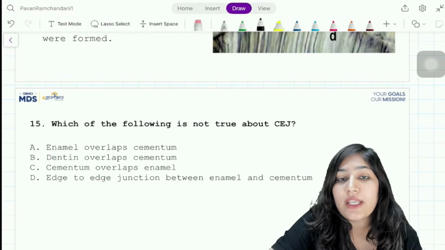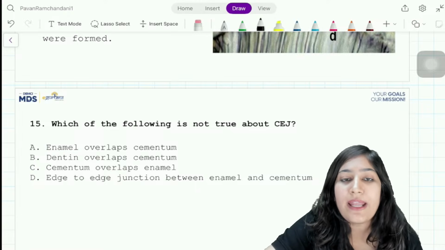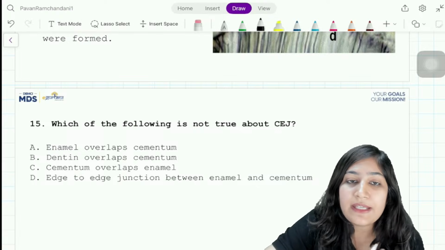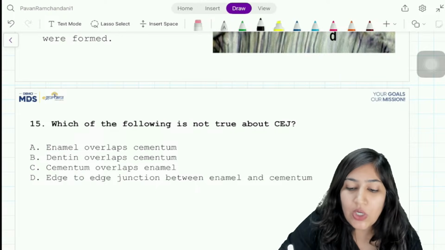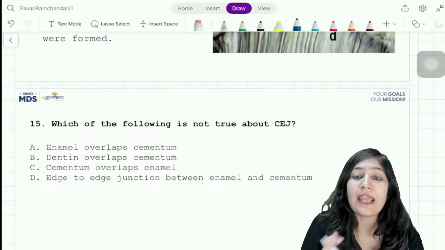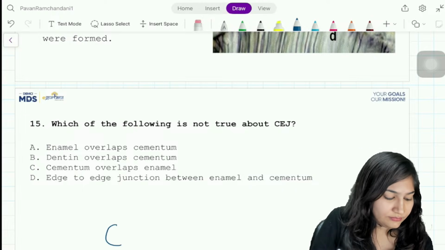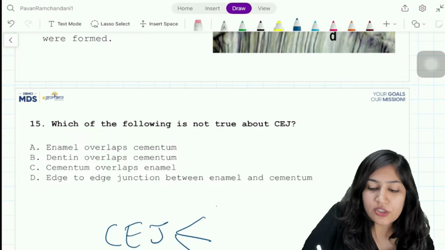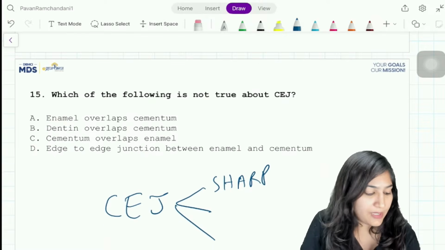Which of the following is not true about CEJ? Enamel overlaps cementum, dentin overlaps cementum, cementum overlaps enamel, edge to edge junction between enamel and cementum. So we all know that basically there are mainly three types of cemento-enamel junction. One is sharp type, that is edge to edge. It is also known as butt joint.